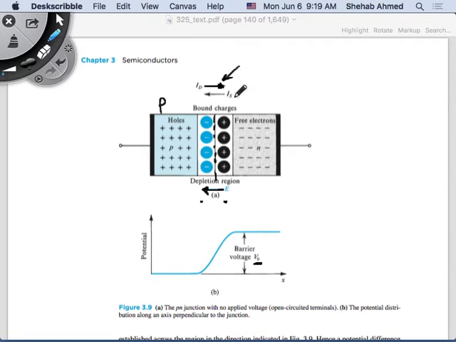Okay? And then we said that, okay, now that we have this electric field set up, does it go from positive to negative? Oh yeah, it does. I saw the circles, I thought that was the negative charge.